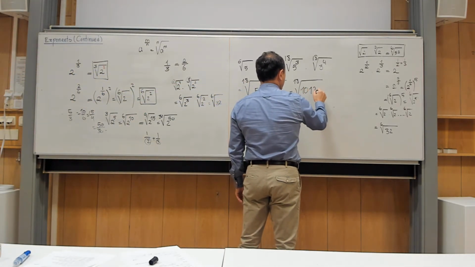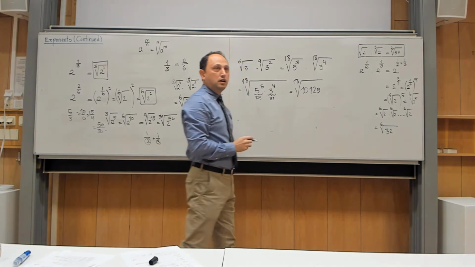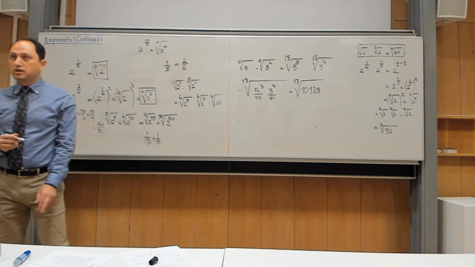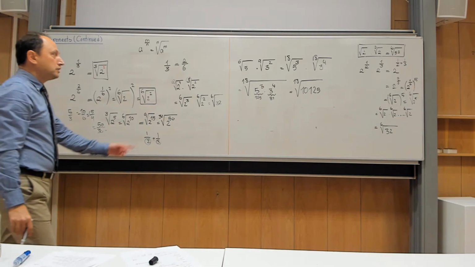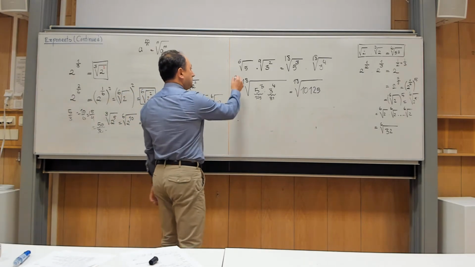10,125. And that is the final answer. In the third sign, yes? Is that understandable? Yes or no? Yes. But if you do not want to do this, you have to write it in this way.